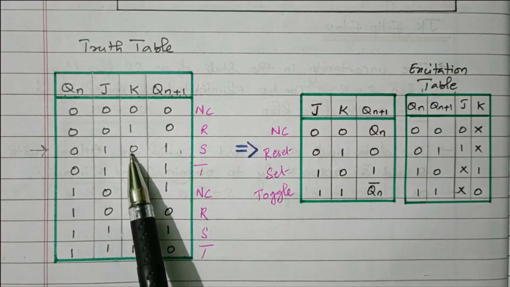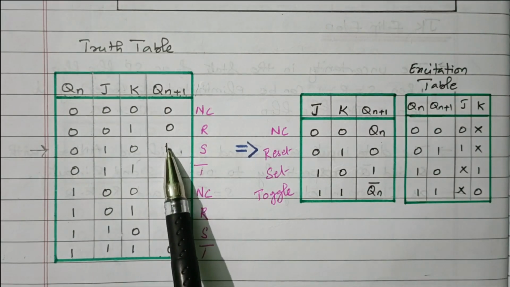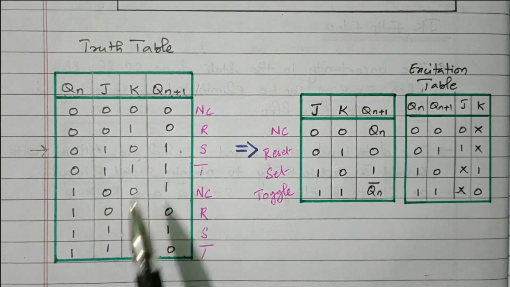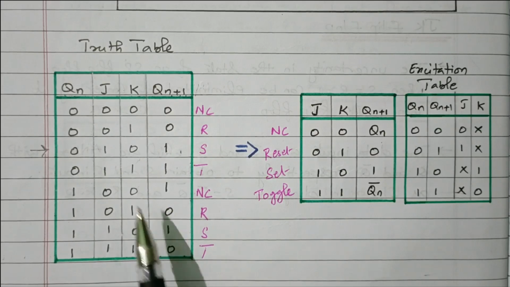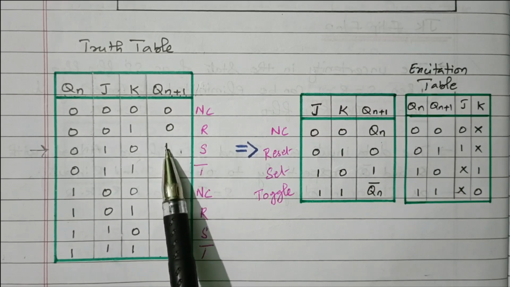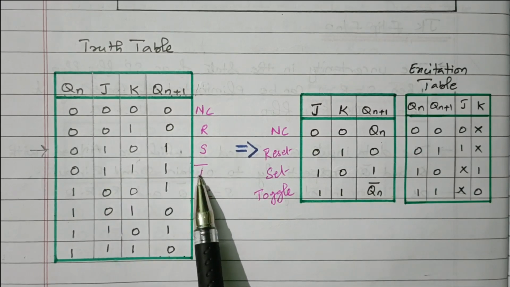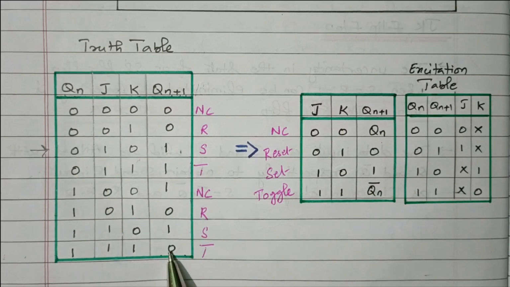Then 1, 0. 1, 0 means set. It will set, means 1. Set the output means 1. Now the 0 is changed to 1. Here already 1 is there, so the same thing will be maintained. Right? So 0, 1 means reset 0. 1, 0 means set 1. If both are 1, then it is toggle. It will toggle. 0 means 1, 1 means 0.